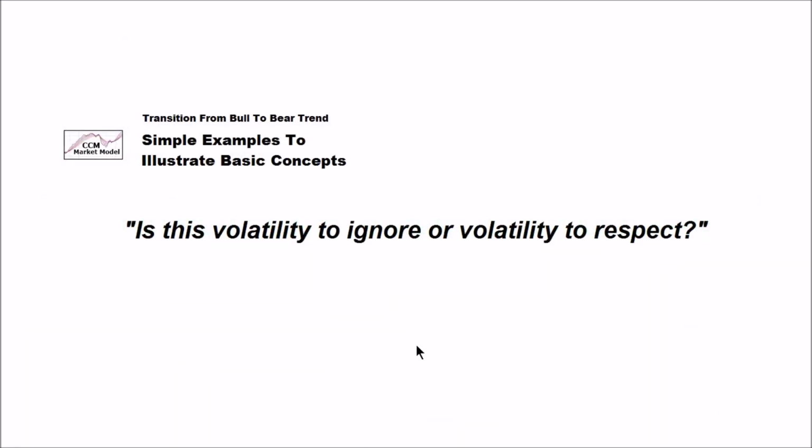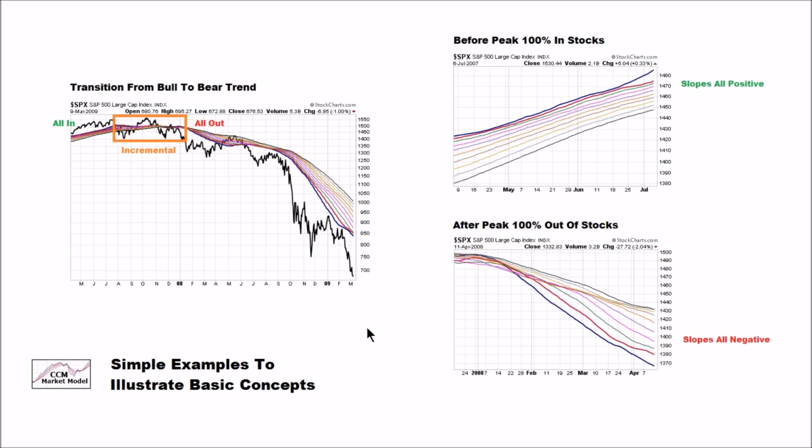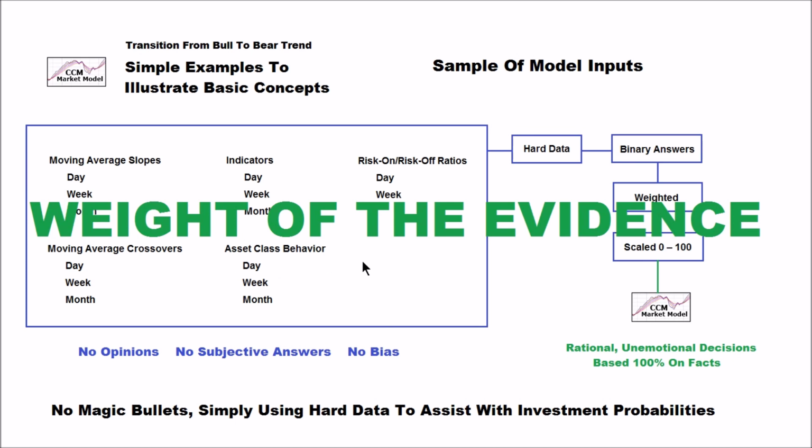Therefore, if we circle back to the million-dollar question, is this volatility to ignore or is this volatility to respect? Since the market model is an incremental model, we could be fully invested here and then we scale out based on the weight of the evidence. The magnitude of the reduction in SPY is basically proportional to the magnitude of the deterioration in the hard evidence. If it's minor deterioration, we make an incremental move away that's relatively small. If it's significant deterioration, then we move much faster and in larger chunks, including getting 100% out of the stock market if that's what the weight of the evidence tells us.